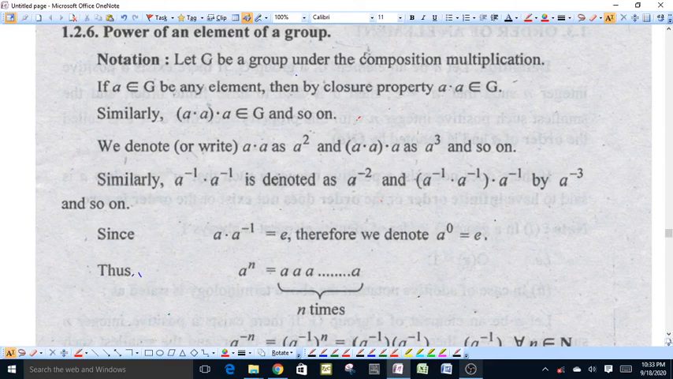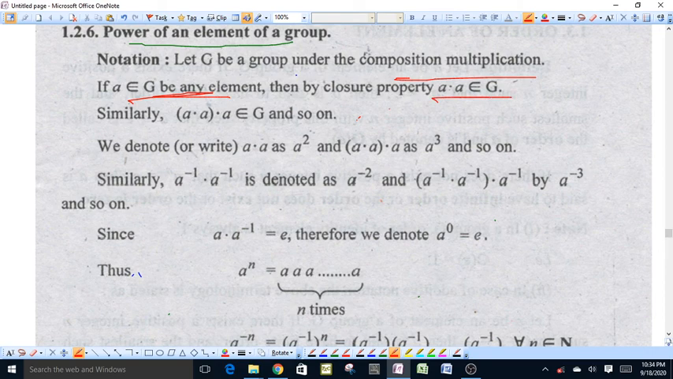Students, today we will discuss a very important topic of group theory, power of an element of a group. Let G be a group under composition, multiplication, and if A is an element of G, then by closure property A dot A also belongs to G. A dot A can be written as A square.